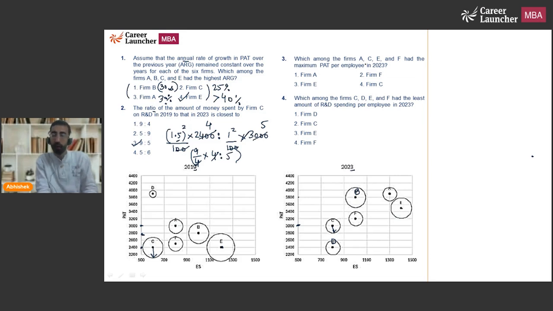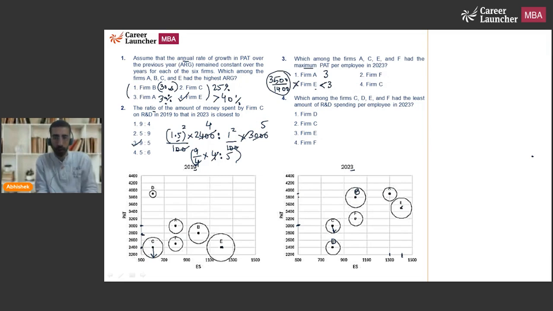Yeah. Question number 3. Which among the firms A, C, E, and F have the maximum PAT per employee? PAT per employee in 2023. PAT per employee for A is going to be straightforward, right? 3900 by 1300. 3900 by 13 is 3 crores. Firm E. Firm E is 3500 by 14. 3500 by 14 is definitely less than 3, right? This is 3500 by 1400 employees. 1400 into 3 is 4200. We're looking at the maximum value. So E can't be the maximum value. This is less than 3. There's no doubt. Don't waste time finding the exact value.